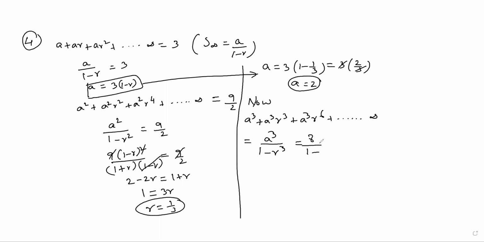By 1 minus r cube, r is how much? R already we got 1 by 3. So 1 by 3 whole cube is 1 by 27. Now here 8 by, 27 is the LCM, that is 27 minus 1, 26. And this 27 comes to where? Numerator. Is any simplification possible? Yes, we can cancel: 2 fours are and 2 thirteens are. Now 4 into 27, that is clearly 108 divided by 13. Clearly option B is the correct one.